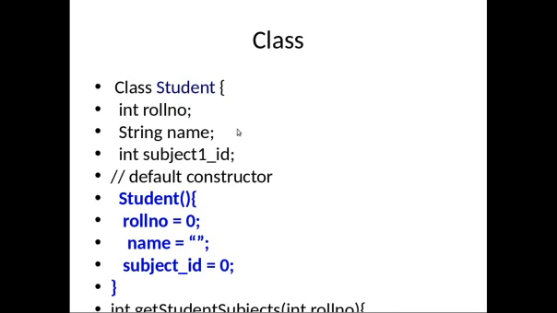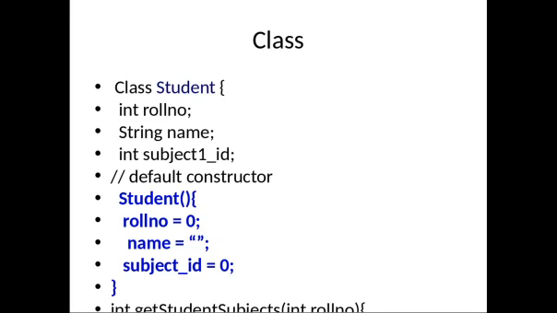Okay, so this is an example of a student class. So here there are three data or attributes: roll number, name, and subject ID. Suppose a student is taking one subject and it is of integer type. So for that we used a variable subject one underscore id.